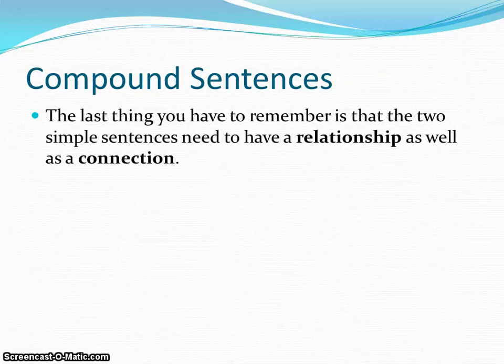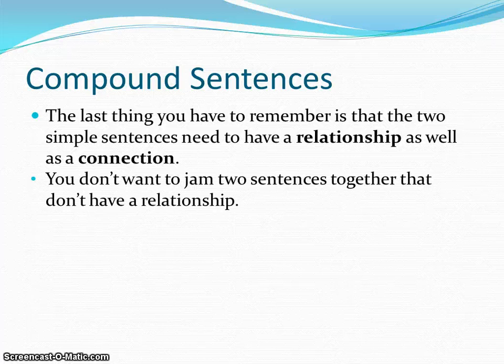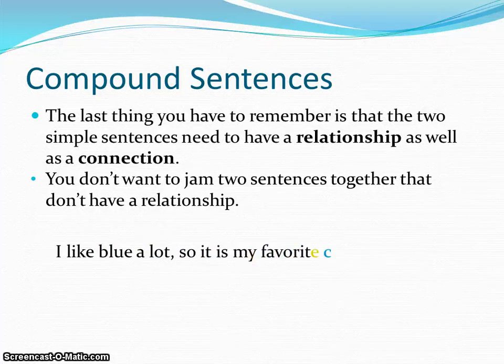The last thing you need to remember about compound sentences, we talked about this, they have to have a relationship in addition to having that comma and conjunction. You don't want to jam two sentences together that don't have a relationship, that don't have a clear understanding of each other, because they will end up separated, divorced, and the kids will suffer. And that's not what we want.